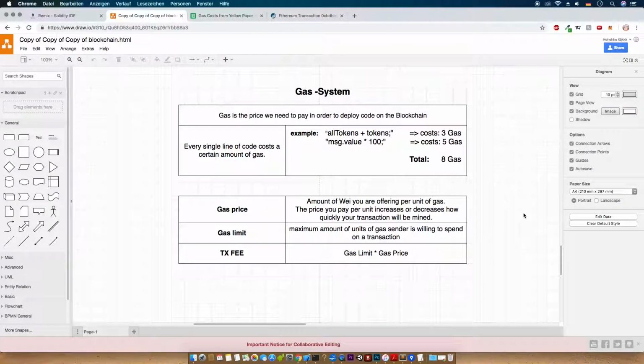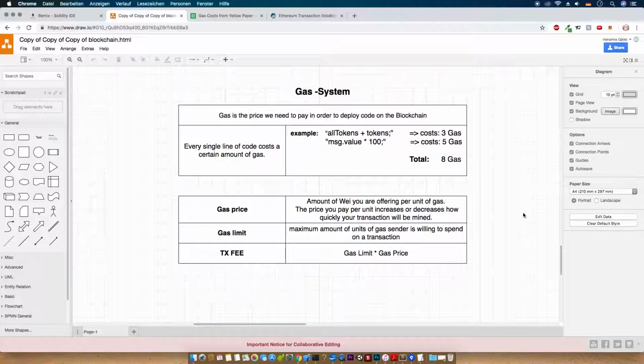Well, now let's talk about the gas system in Ethereum. As I already said in one earlier video, whenever you modify the blockchain, so if you send tokens, interact with a contract, send Ether, or do anything else on the blockchain, you must pay for that computation. That payment is calculated in gas, and gas is paid in Ether. Why do we need this gas system?